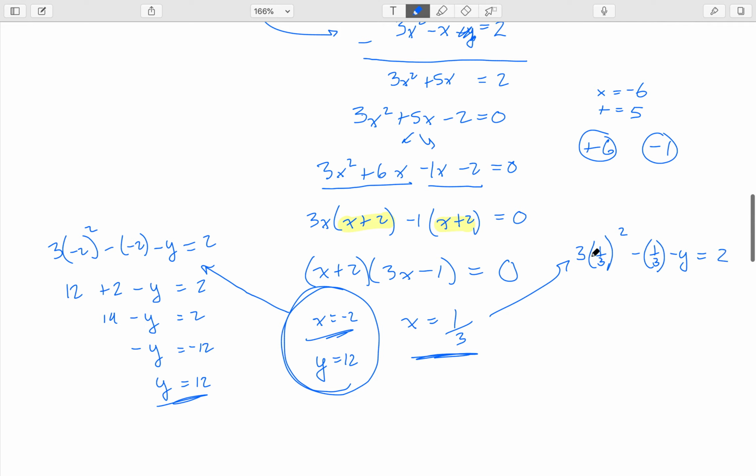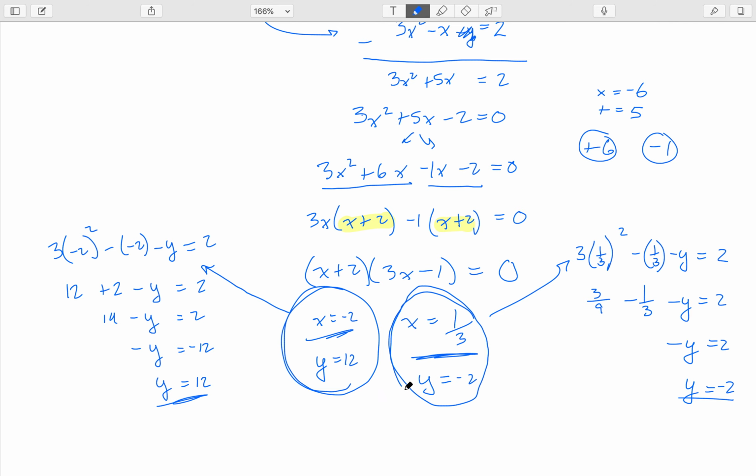So this is 1/3. 3 times a third is 3, or sorry, 1/3 squared is a ninth. This is 3/9 minus a third. 3/9 is a third. A third minus a third, these two cancel. Gone. So I just get minus y is equal to 2. In other words, y is equal to negative 2. There's my other point. When the x value is 1/3, my y value is minus 2.